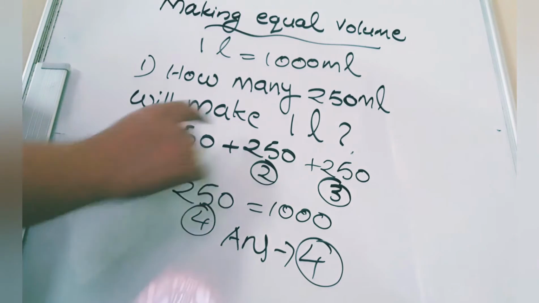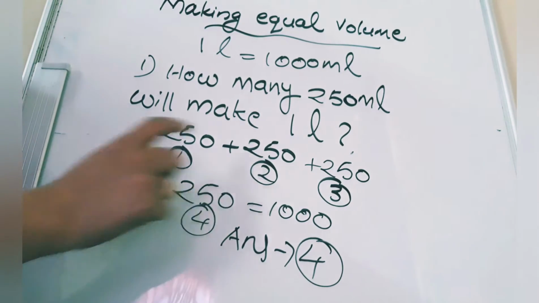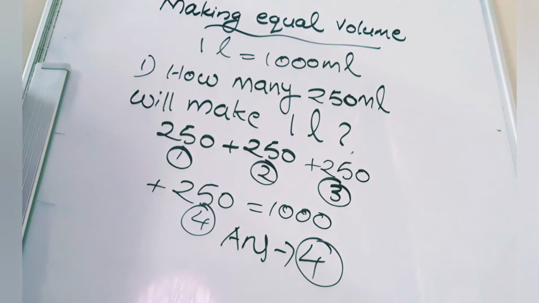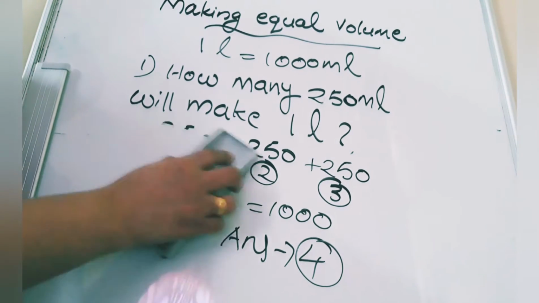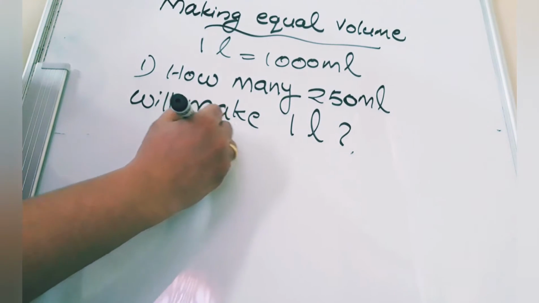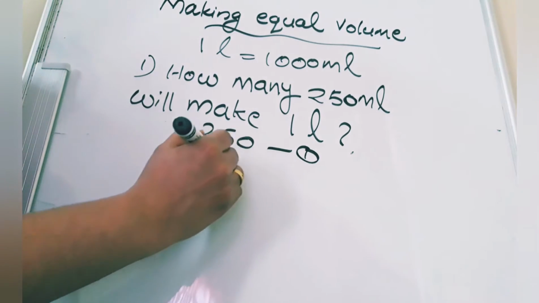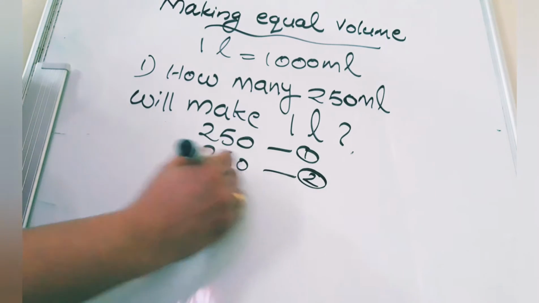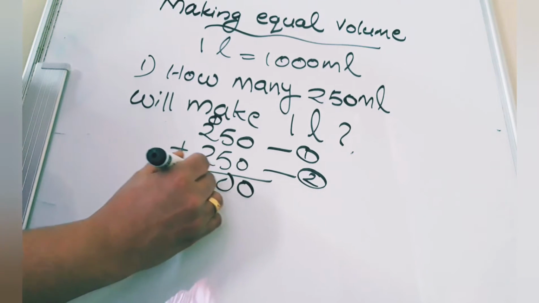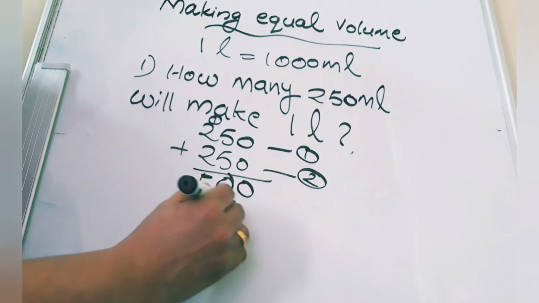Some children are not able to do it in the mind: 250 plus 250 is 500, then 500 plus 250 is 750, 750 plus 250 is 1000. Those who are not able to do it in the mind have to write it vertically. I will show like this. See, one time when you take 250, it is one time. Second time when you take 250, 2 times. Add, so we know that it is 500. We should get 1000 ml.